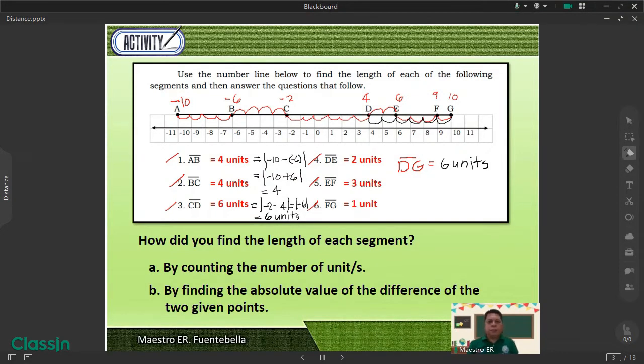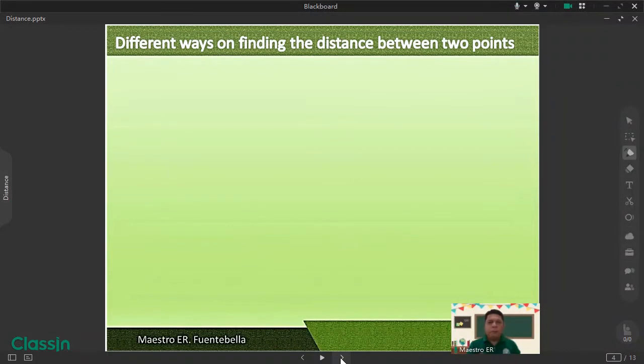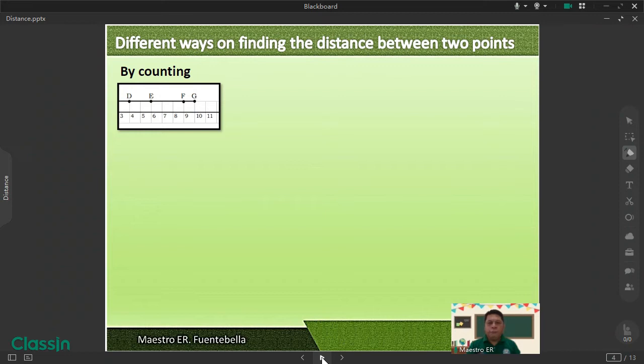Okay, so those are some ways of finding the length of the segment between 2 points. Actually, we have different ways of finding the distance between 2 points. Like earlier, we have by counting, if the given points are on the number line.